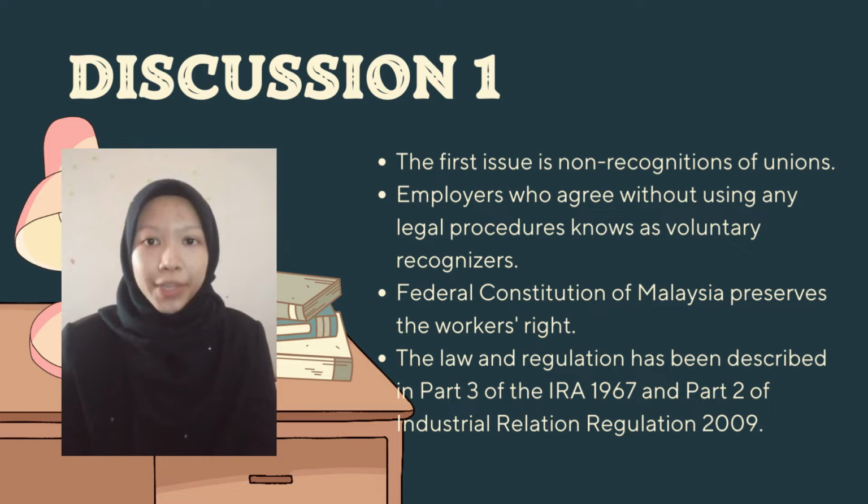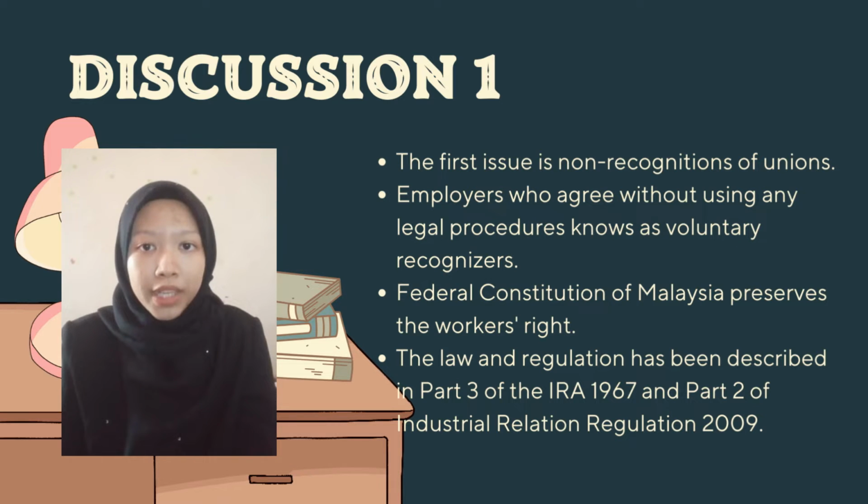This has been described in Part 3 of IRA 1967 and Part 2 of the Industrial Relations Regulations 2009. They can seek to represent workers in collective bargaining by submitting an application. The trade union can file a report if the employer rejects the claim or if they do not have any response after the time limit has passed. This will make them take the appropriate step.